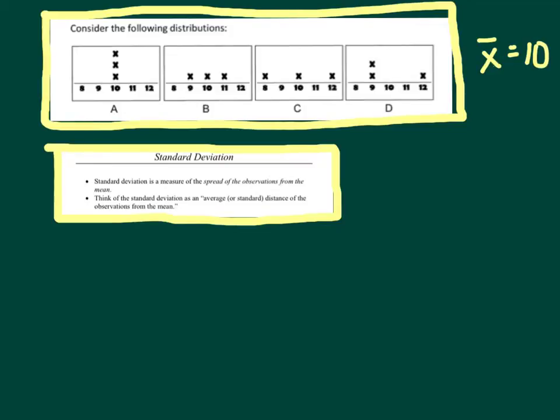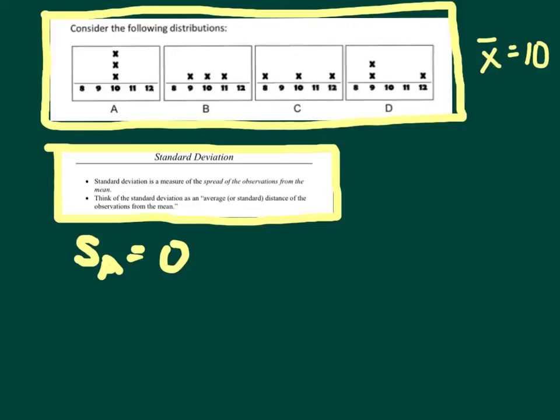So now, let's check out the spread of these distributions. We can see that data set A is not very spread out at all. All of the data points lie on the mean. So as far as its standard deviation, with the standard deviation being the measure of spread of the observations from the mean, in A, the observations do not spread away from the mean. So our standard deviation in data set A is going to be 0.